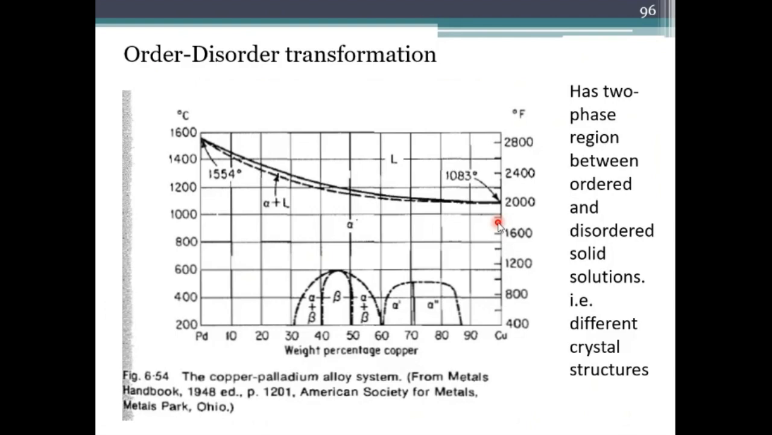Similarly, this is another type: the copper-palladium alloy. Here also the eutectic point, even if you go up to 1000 or 2000 degrees Fahrenheit, cannot be reached, and different solid crystal structures will be formed. For example, alpha, alpha plus beta, beta plus alpha, alpha plus liquid, and then a completely liquid phase will be formed.